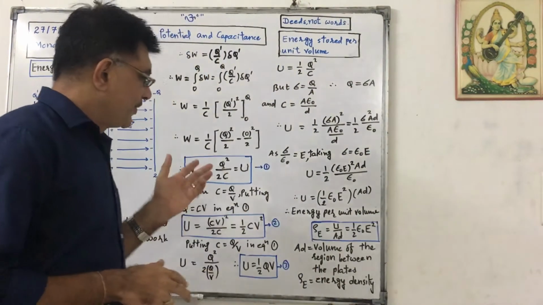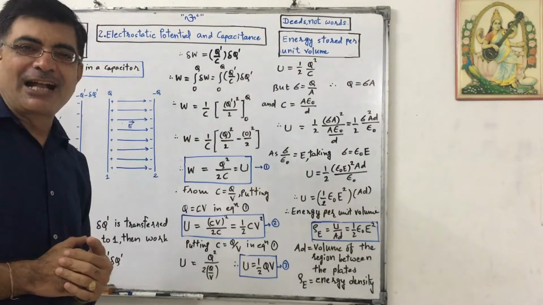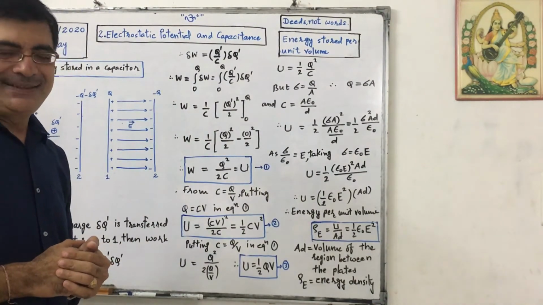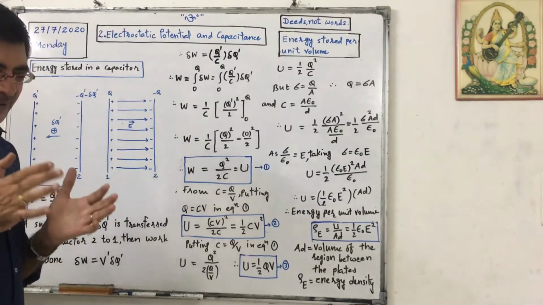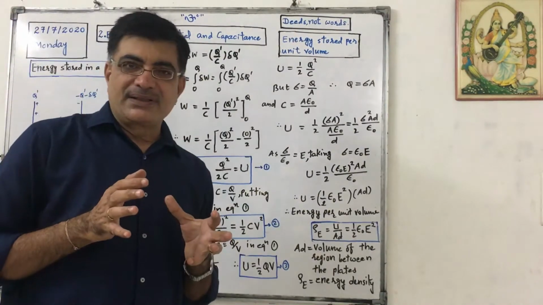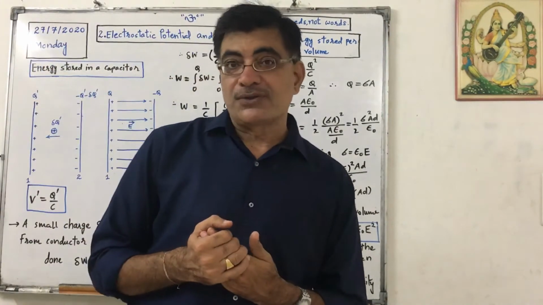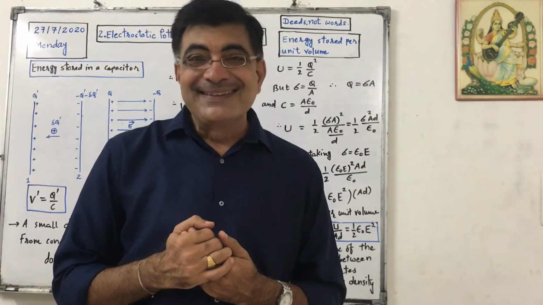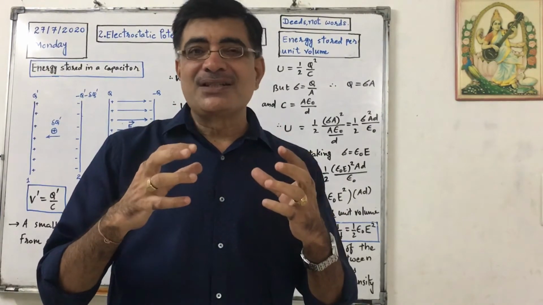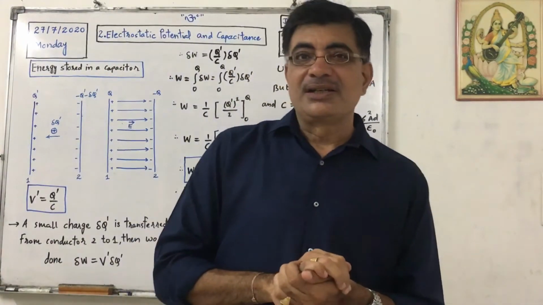We are in the last topic of this chapter, electrostatic potential and capacitance. So we know that capacitor, the word is derived from capacity of storage of charge. In other words, capacity of storage of energy. So how much energy is stored in a capacitor, that we have to derive.